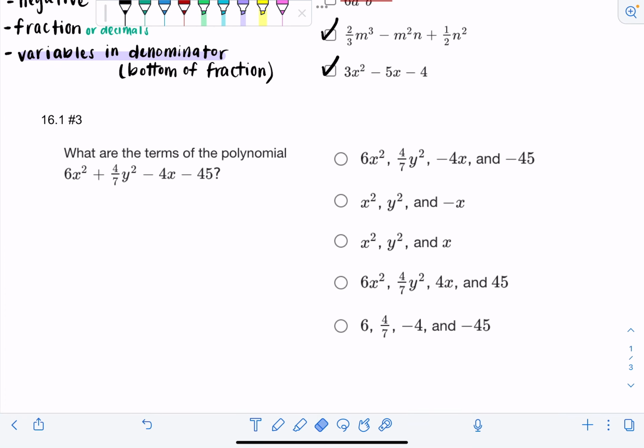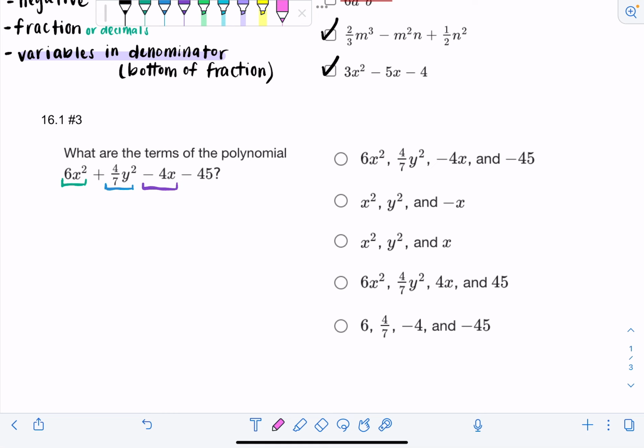Okay, 16.1 number 3. What are the terms of the polynomial? So terms are kind of like different pieces that are separated by a plus or minus. So like we have one right here, that's 6x squared, that would be a term. And then one right here, 4 sevenths y squared. And then this 4x, so it's separated by a minus, and that minus belongs with the 4x, making that term actually a negative 4x.